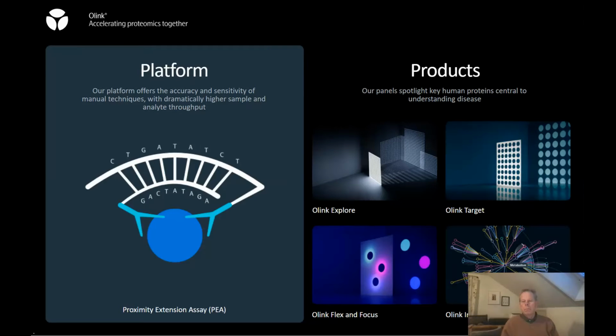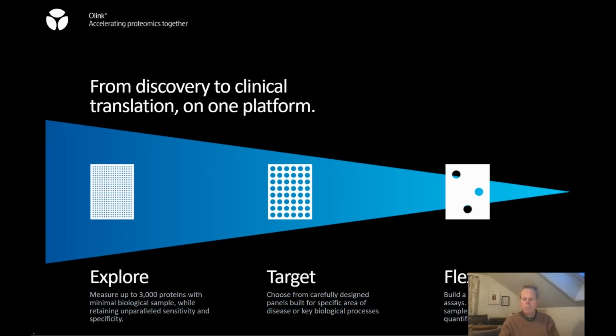In addition, we have Olink Insight, which is a data platform for biomarker analysis. We'll have a little bit more about Olink Insight later in the presentation, because some of the data from this presentation is on that particular platform. Again, the aspect of the PEA technology is that we are able to go from discovery to clinical translation on a single technology, on a single platform. Explore is the 3,000 targets, like I mentioned, Target is the 96, and then Flex, which is a mix and match semi-custom panel of 21 markers.